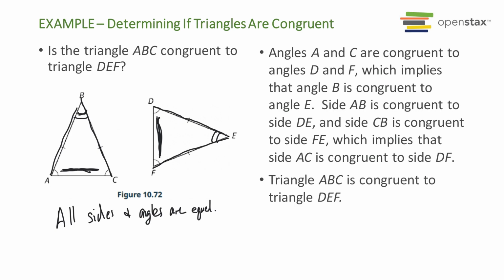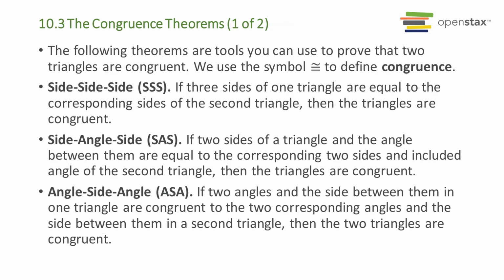Well, what are some hard rules for this? And see, there's that symbol for congruency. We have what's called the congruence theorems. So if 2 triangles match in this way, and I'm going to talk about what those ways are, then you are guaranteed congruency. And those are as follows.